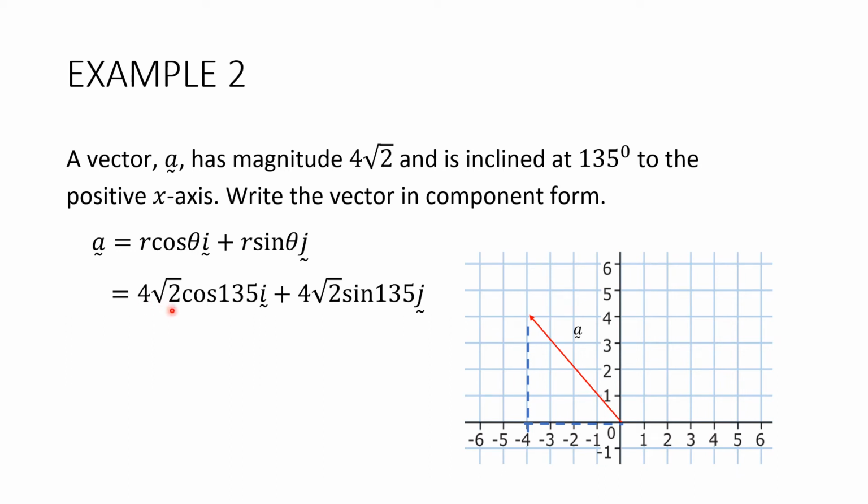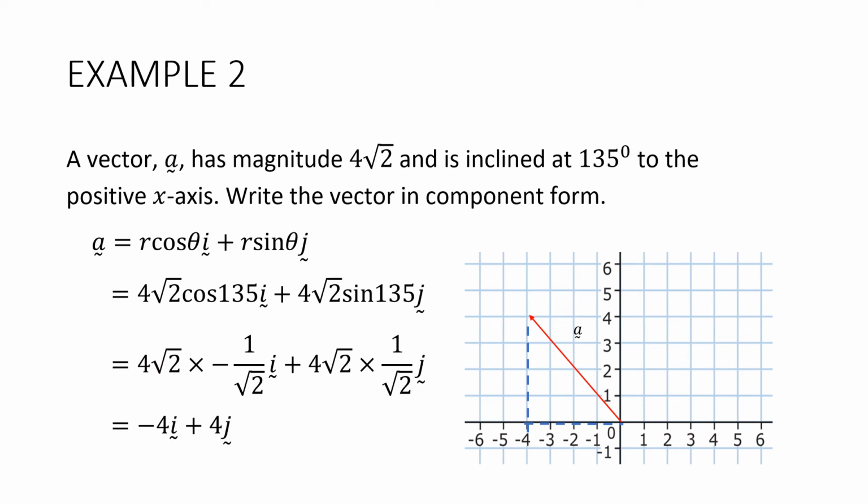So r is 4 root 2, cos 135, we're in the second quadrant here, it will be the same as negative cos 45, which is negative 1 on root 2. And sine 135 will be the same as positive 1 on root 2. So substituting that in, tidying this up, we get negative 4i plus 4j. And look, negative 4i plus 4j.